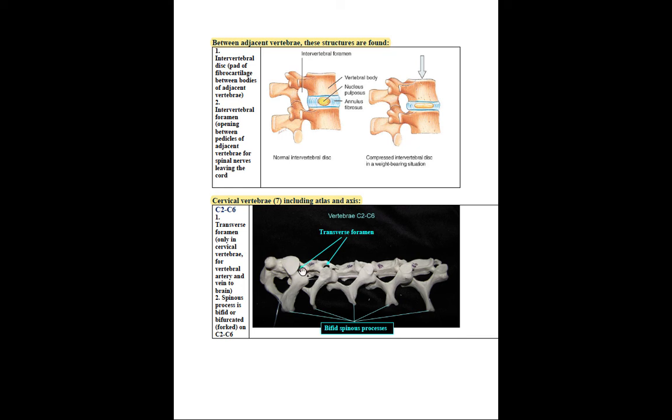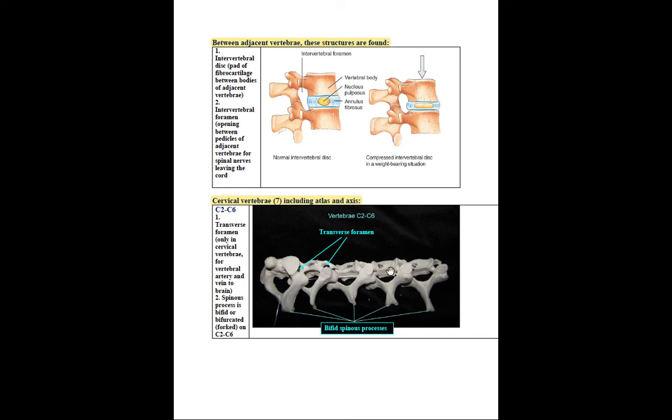Or transverse foramen, being singular. The transverse foramen are only in the cervical vertebra. So if you get a vertebra, one of the first questions you want to ask yourself is, does it have a transverse foramen? Does it have a hole in the transverse process? If it does, automatically you know it's a cervical vertebra. So hopefully that will help you out a little bit.